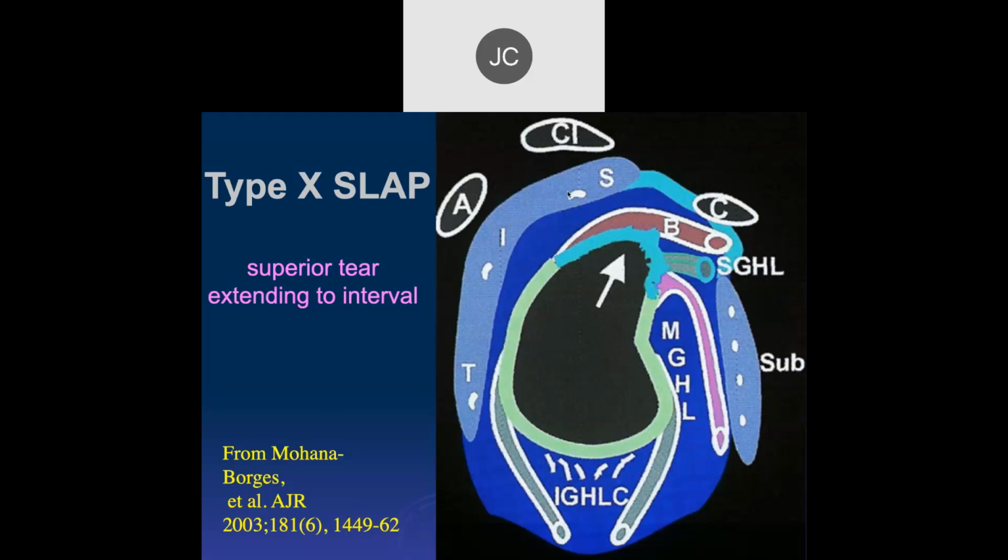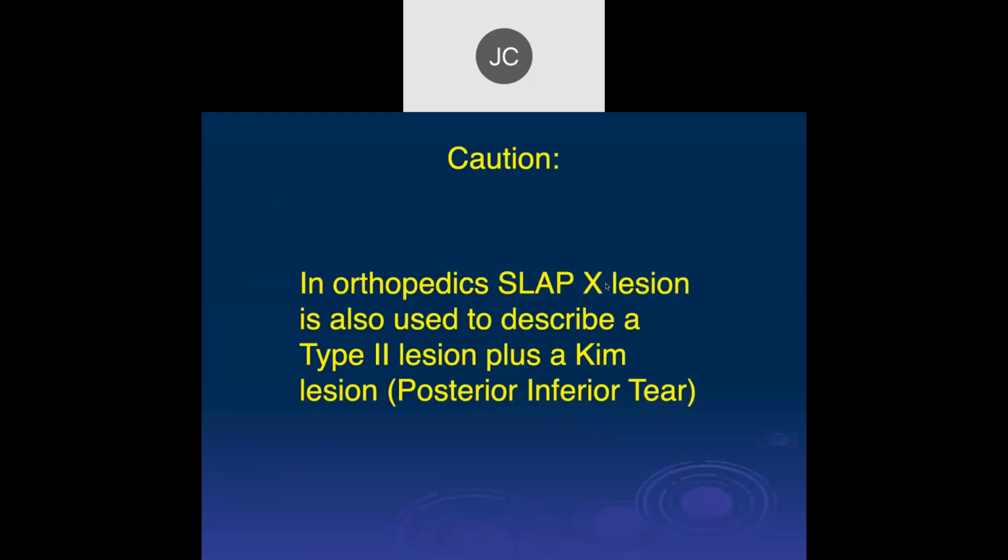And then there's a type 10, and there are a couple of different type 10s depending upon where you read, but the radiologist type 10 is a superior labral tear which extends into the superior glenohumeral ligament. That's in the radiology literature. In the orthopedic literature, they have a SLIPE 10 lesion, which is described as a type 2 lesion, which extends posteriorly into a CHAM lesion, which is a posterior inferior tear.